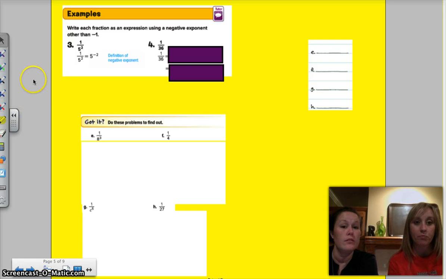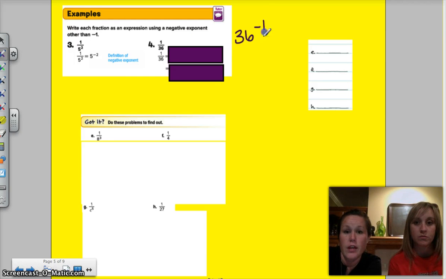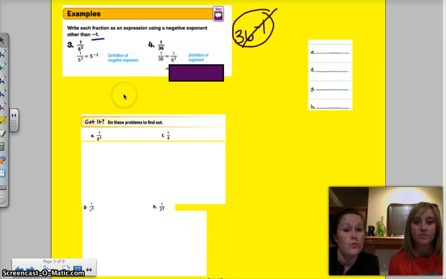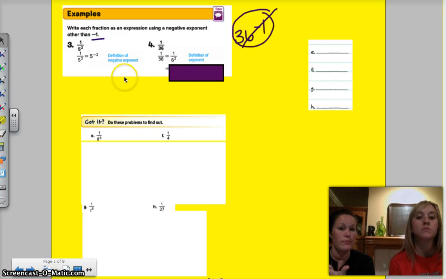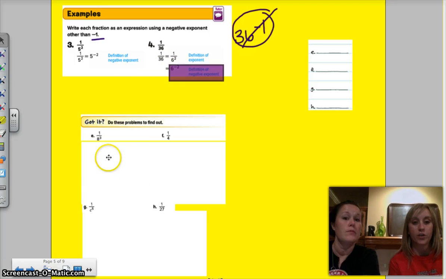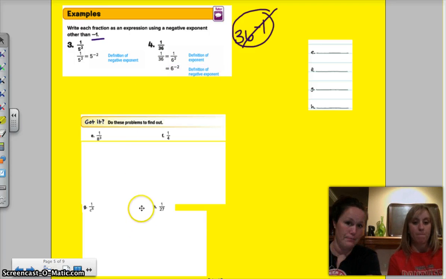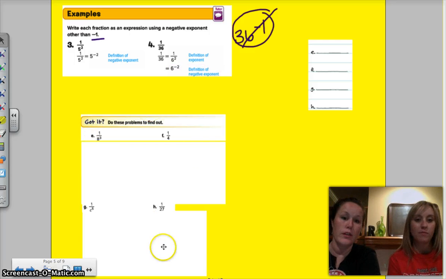Now, this one, you cannot use negative 1 as an exponent. So you cannot have this, 36 to the negative 1. We can't do it because it told us that in the directions. We have to use something other than that. So they used 6 squared. They defined what that exponent was actually doing. So they found the square root. That's a tricky one. And then they moved it up to the top. Yep. Cool?